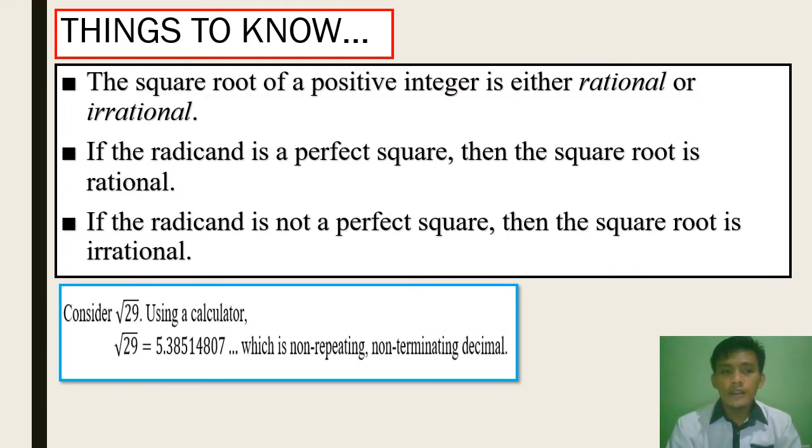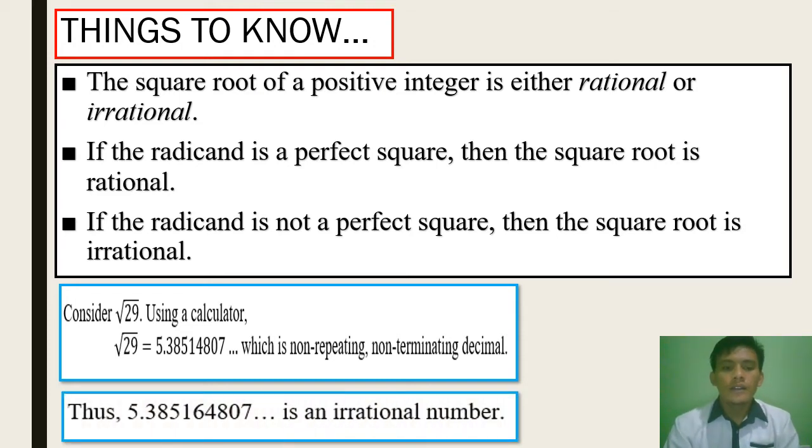Consider the square root of 29. Using a calculator, the square root of 29 is equal to 5.385164807, which is a non-repeating, non-terminating decimal. If that's so, 5.385164807 is an irrational number.